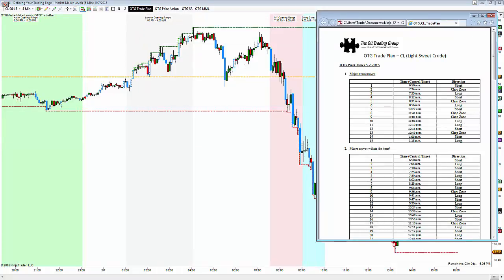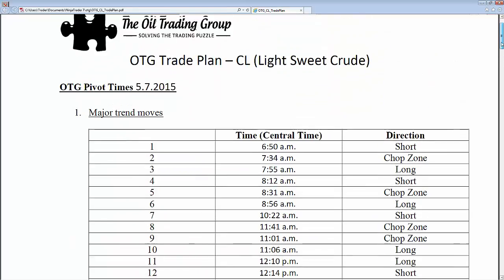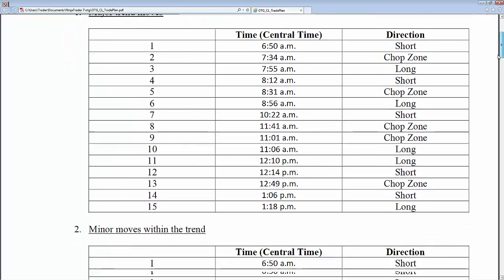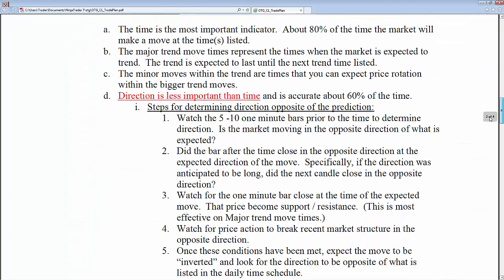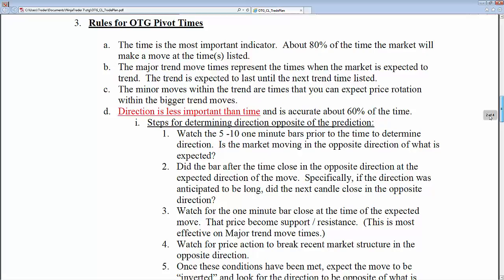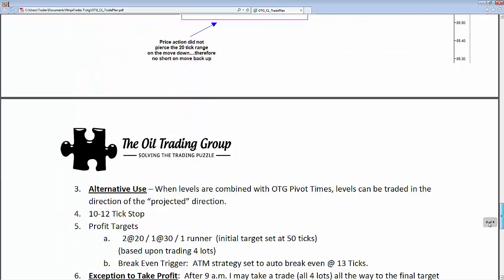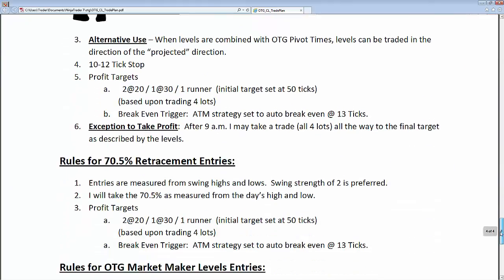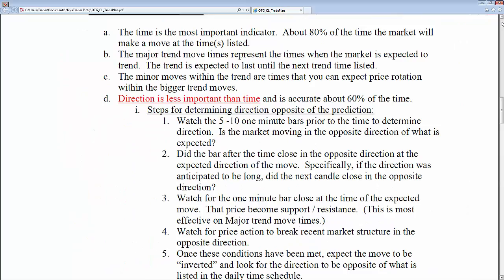Now, what the OTG trade plan does for you is it provides a couple of things. First, we have added the element of time to the OTG trade plan, and then we have an idea where you can expect moves to occur. That was quite effective for us today, and I'll go through some of that with you in just a moment. We have rules for the pivot times, and then some of our standard setups: how to play our support and resistance levels, how to play the 70.5, and rules for our market maker level entries as well.